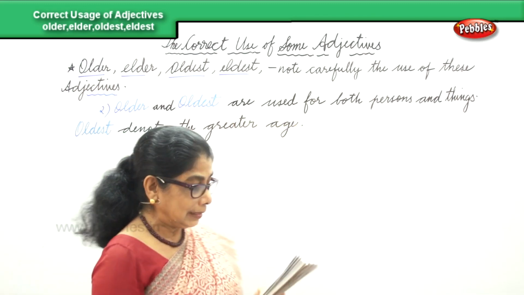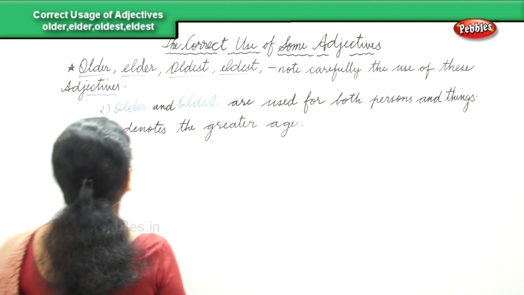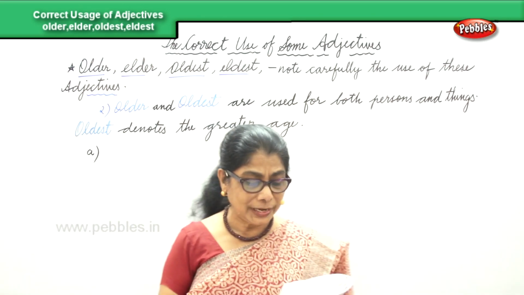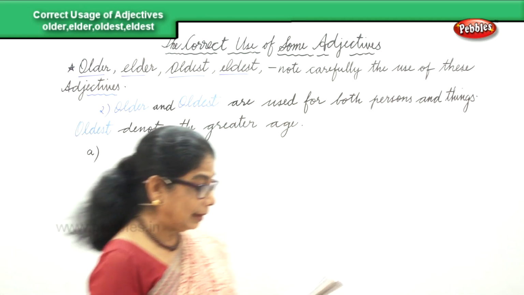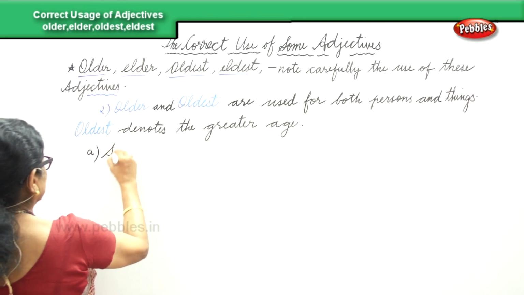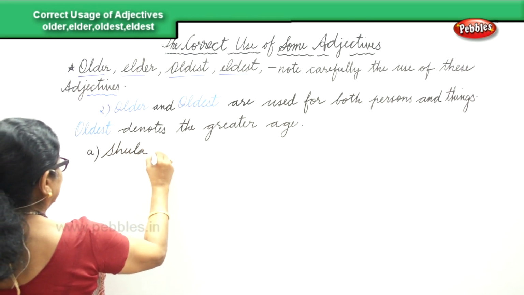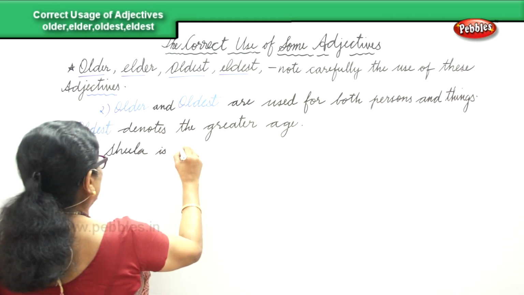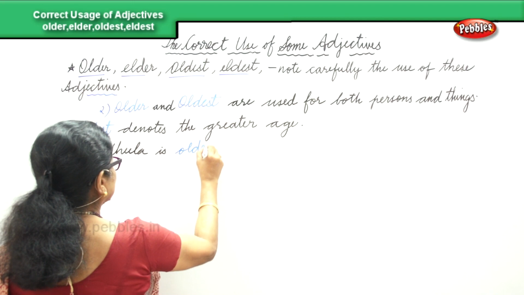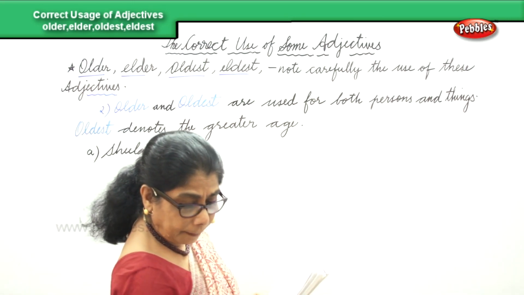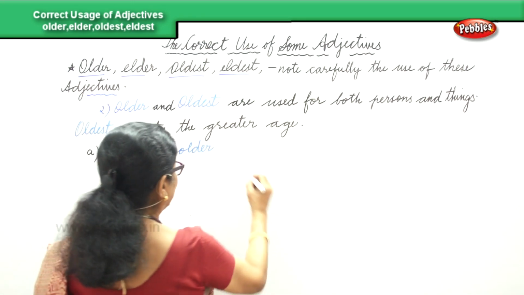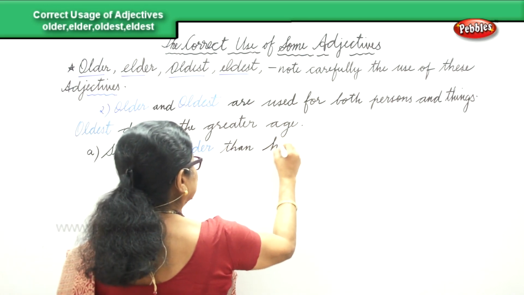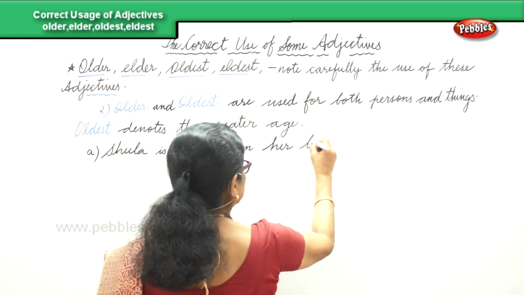Now let's look at some of the sentences I have here for you. A. The first sentence is, Sheila is older than her brother. Sheila is older, older than her brother.